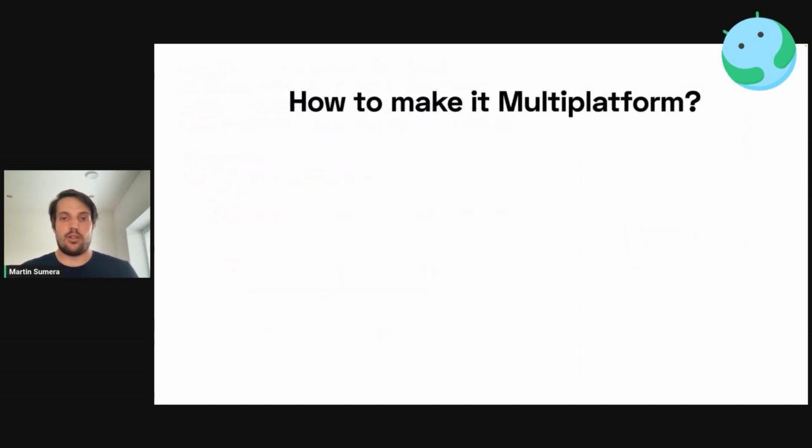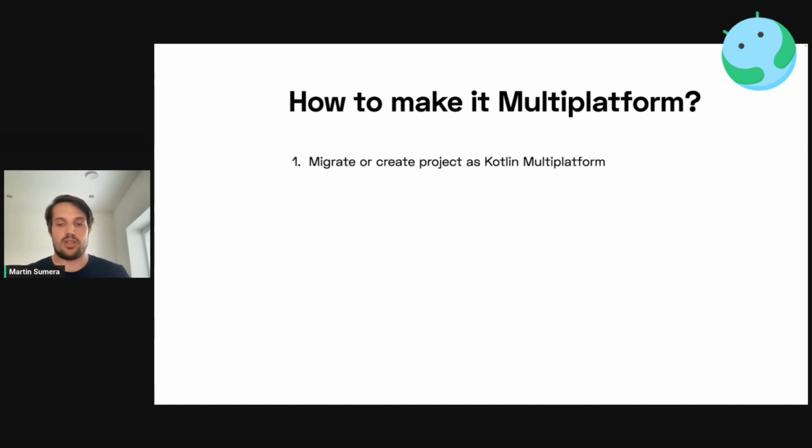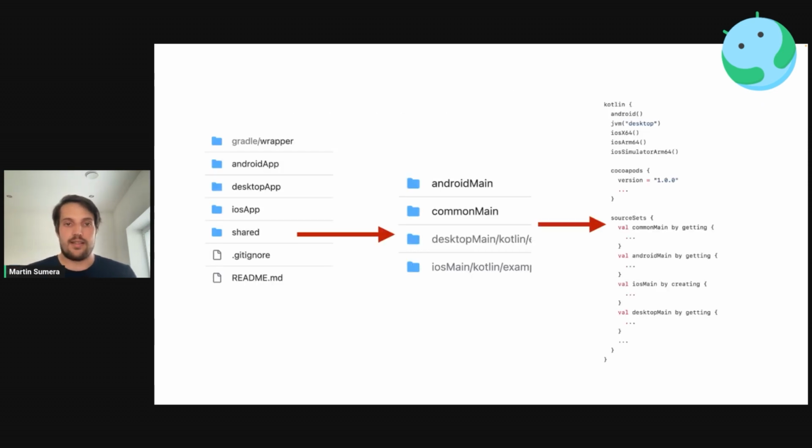And I think in order to understand how it works, we need to take a look at how such a project looks like. So let's take a look at how to make a multi-platform application from this Android version. First, we need to create a new project or just migrate existing ones to Kotlin multi-platform version. It's a quite new technology, but basically you need to create shared modules for each target platform and correctly set up your build Gradle files.